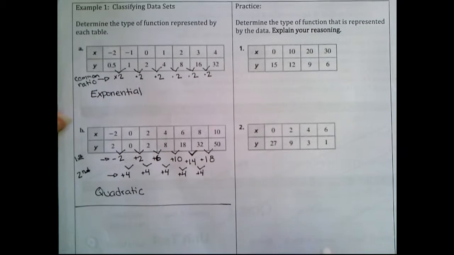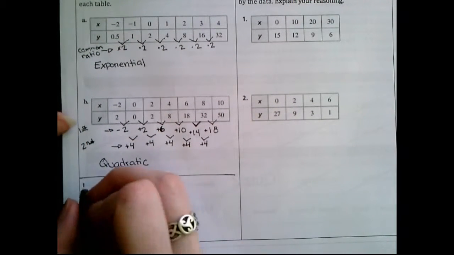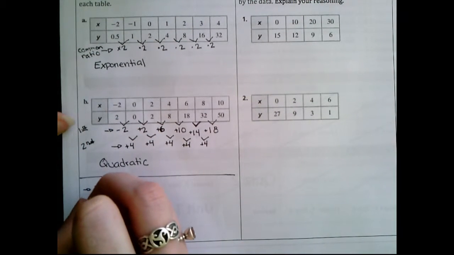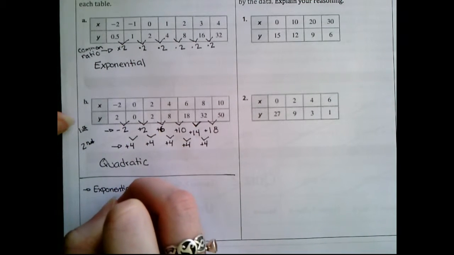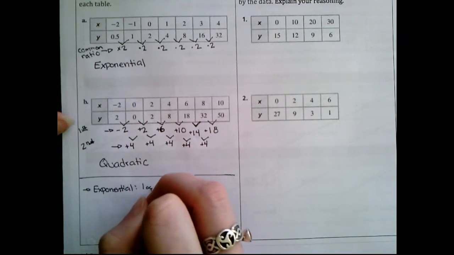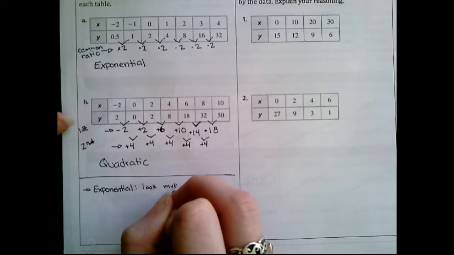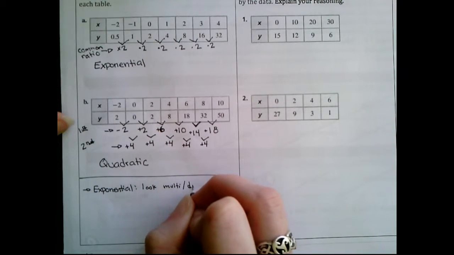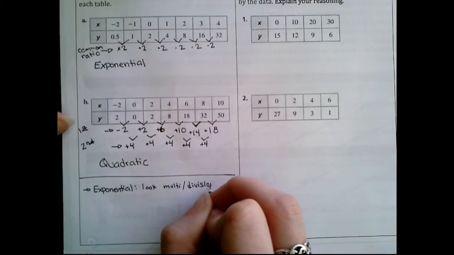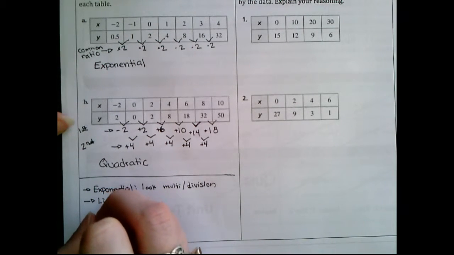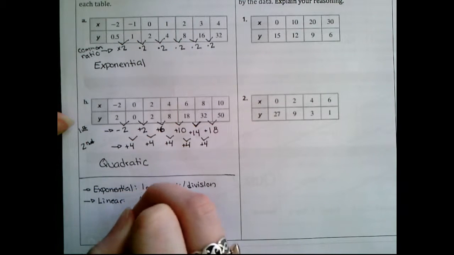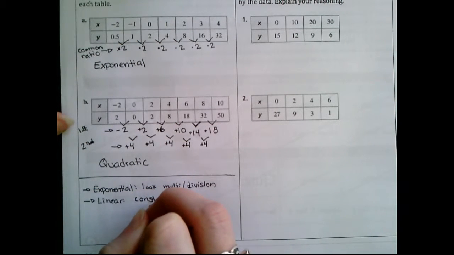So what you're looking for as you're going through these is, okay, first check, is it exponential? You're looking for multiplication or division. Next, if I don't see any of that, we're going to see if it's linear. That would be that constant first difference.